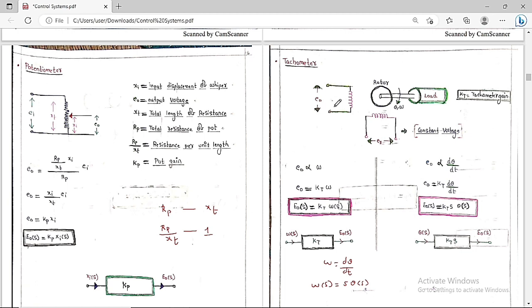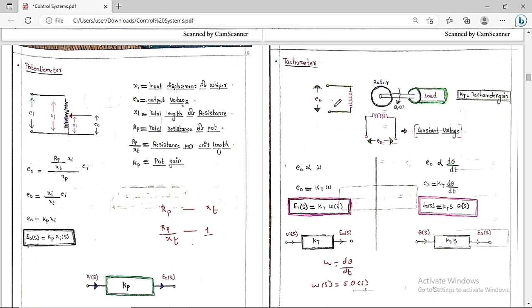Therefore, E naught of s is equal to Kt into omega of s, or E naught of s is equal to s into Kt into theta of s. These things you always have to keep in mind. For this tachometer, the input is the angular velocity and the output is the voltage.